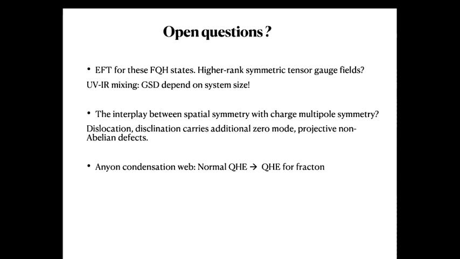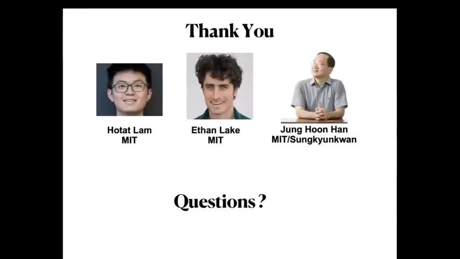The third open question is that we have a couple of constructions for a dipole symmetric quantum Hall state. In order to make an analogy between the normal quantum Hall state and the dipole invariant or quadrupole invariant quantum Hall state, it will be interesting to figure out whether we can develop some type of anyon condensation transitions, or an anyon condensation web, to systematically link the normal quantum Hall state with the quantum Hall state with dipole or even multipole conservation. I think I'm running out of time, so finally, let me take questions and thank my collaborators.